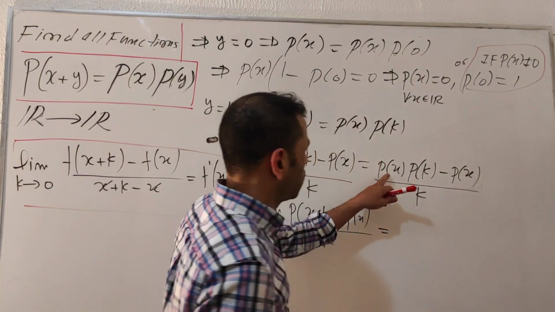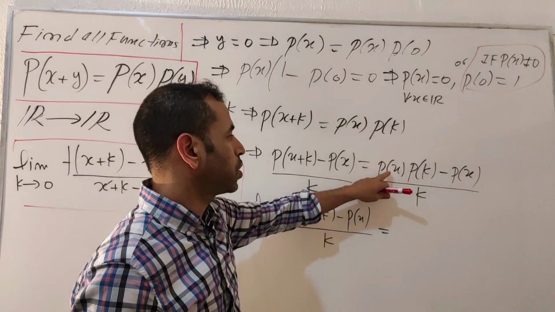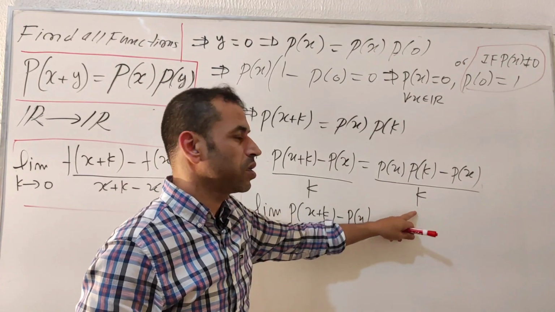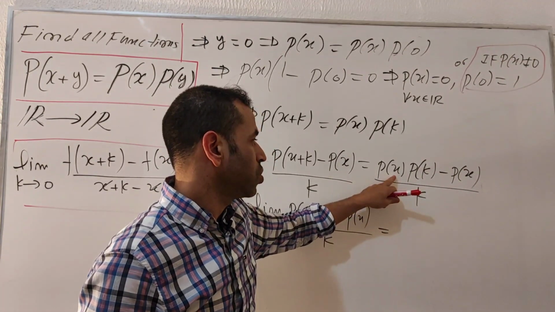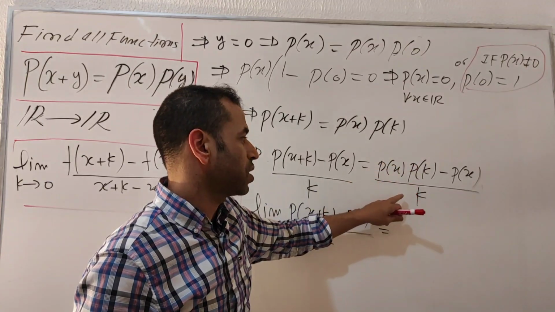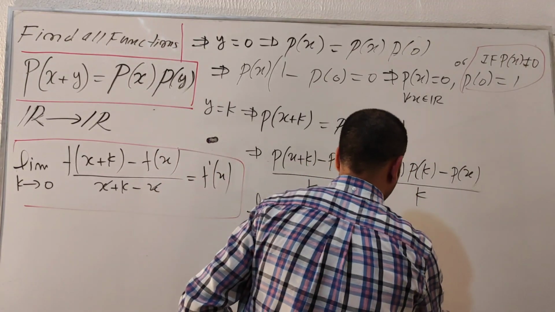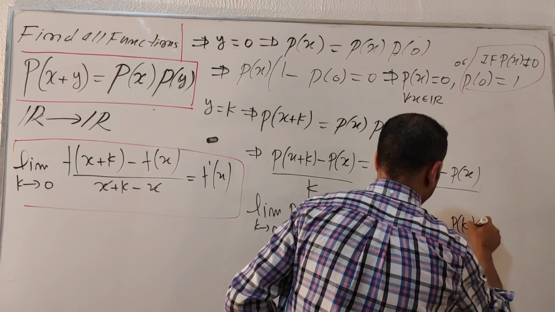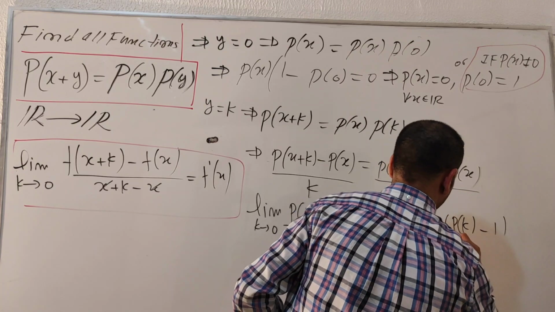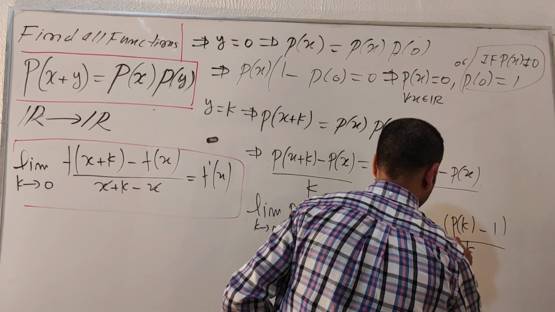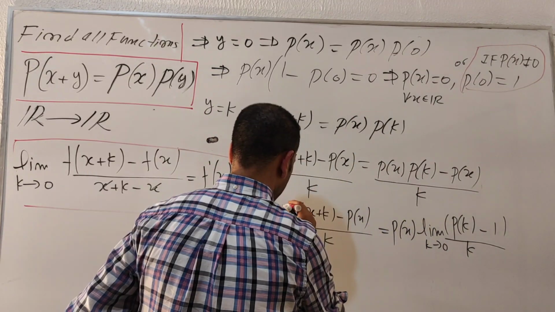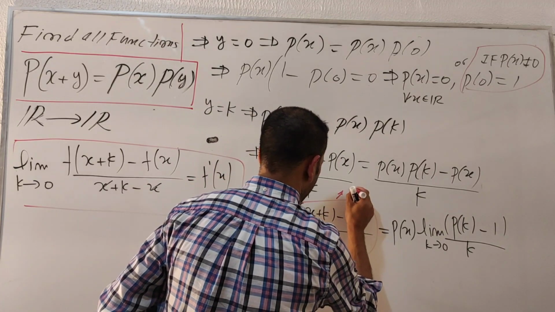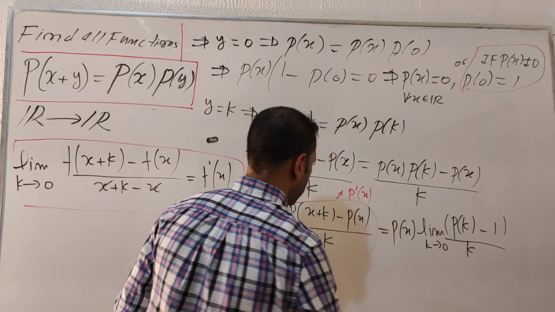So here I'm going to take P of x as a common factor, and also I'm going to treat it as a constant because the limit depends on k, not x. So now P of x becomes a constant for the limit. So we get P of x times the limit of P of k minus 1 all over k when k is approaching 0. This one is immediately replaced with P prime of x by the definition.